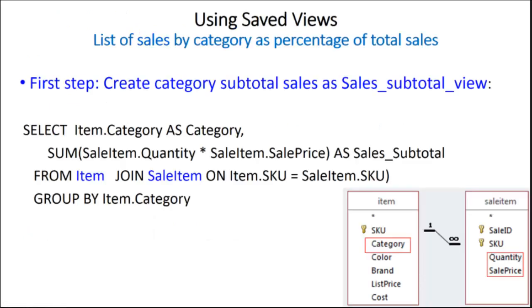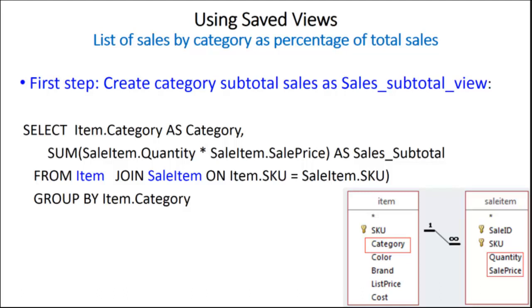In this next example, we're going to retrieve a list of sales by category as a percentage of total sales. So for each category, we'll look at what percentage of the total sales belongs to TVs, to computers, to other categories. Here we can use a saved view to make it easier, selecting a category and then doing the calculation, adding up all sales from the sale item table, quantity times sale price, and using the sum function to add up all these as sales subtotal.